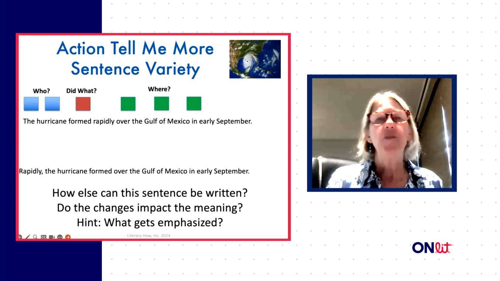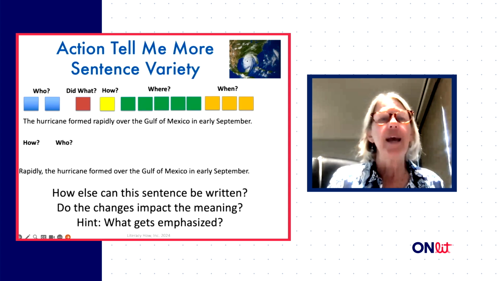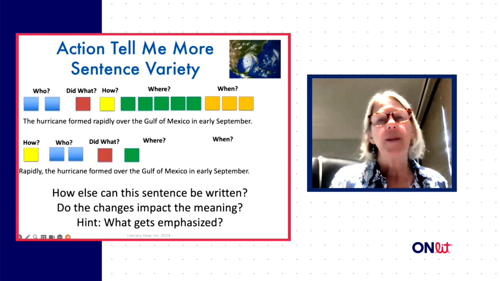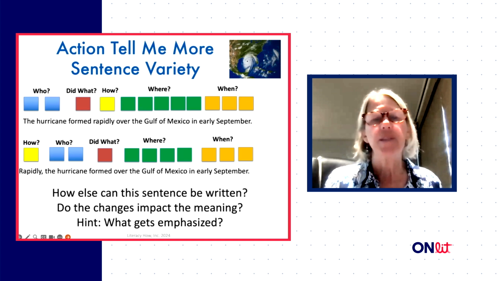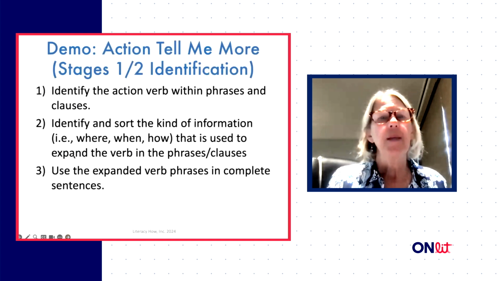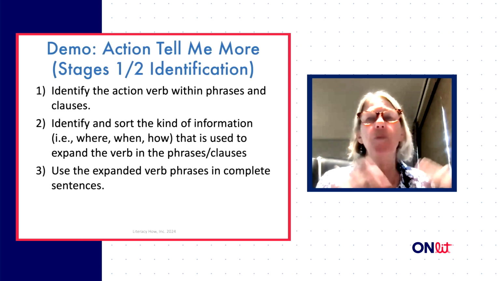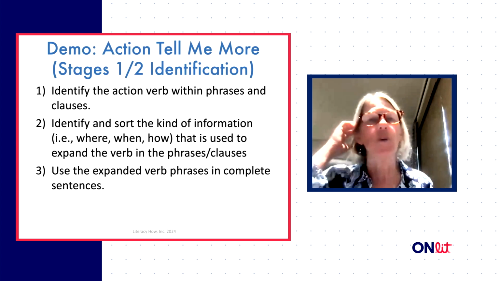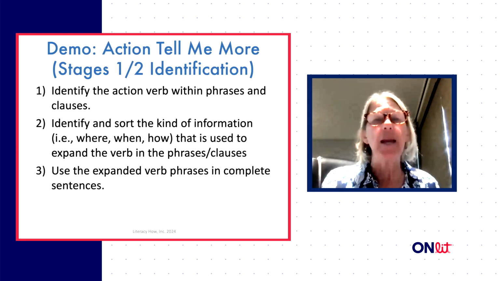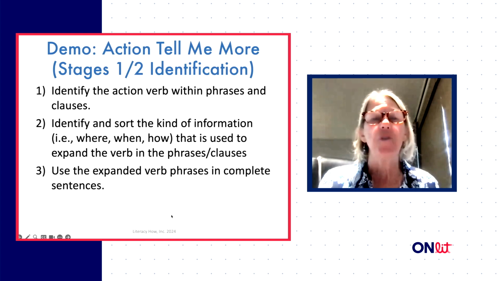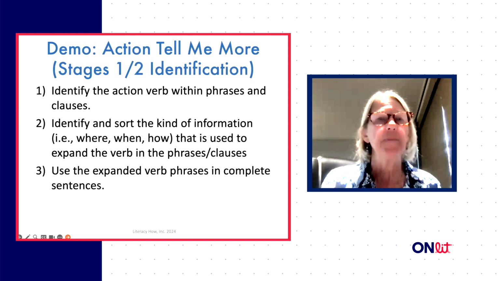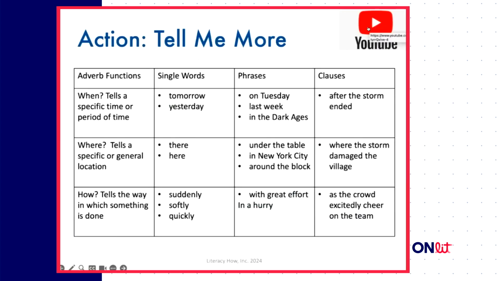So again, we do this orally until the kids can actually write these sentences themselves. But the idea is that we're teaching them how sentences work. And this is another example where we're going to identify an action verb within a phrase or a clause. We're going to sort the kind of information that is used to expand the verb and use those expanded verb phrases in complete sentences. Let me go back to an earlier slide to show you a video of action tell me more. So we'll watch this video.